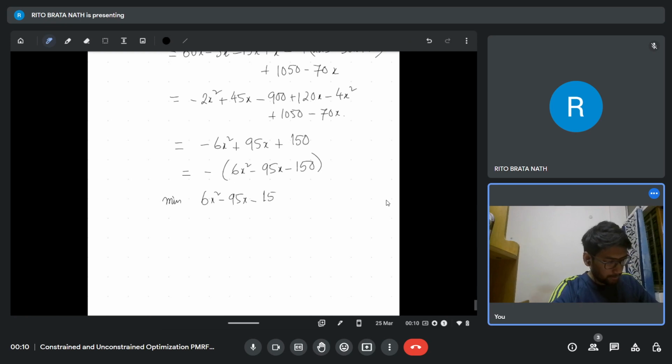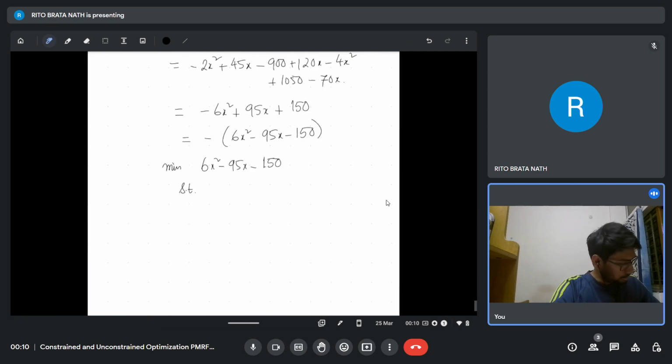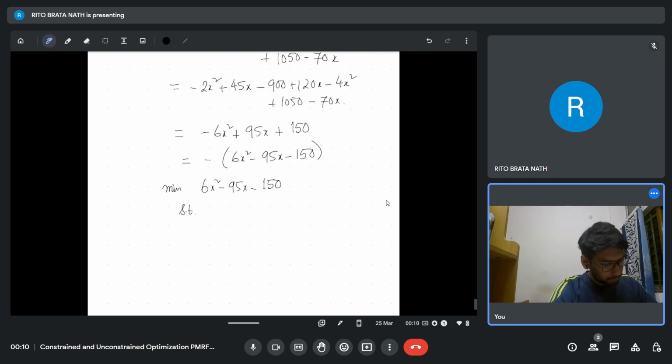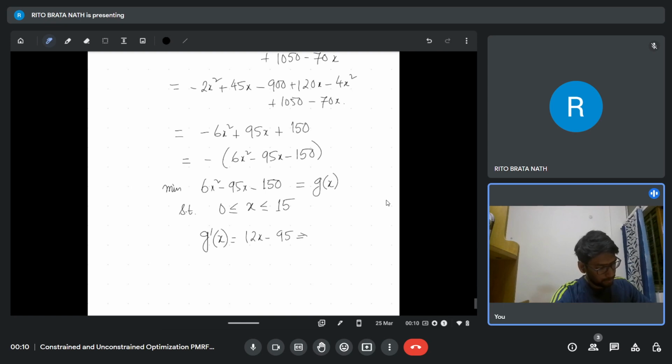minus 150 subjected to the constraint, which is 0 less than or equal to x less than or equal to 15. So what we can do is try out some classical optimization technique. You can name it as g(x). So your g prime x is 12x minus 95. That gives you x is 95 by 12, which is indeed within 0 to 15.